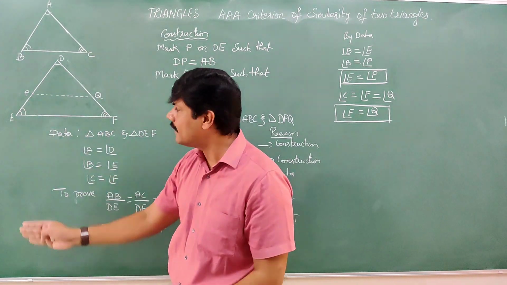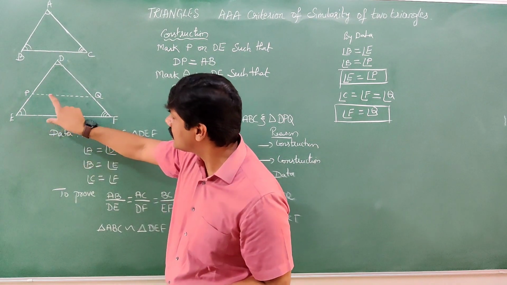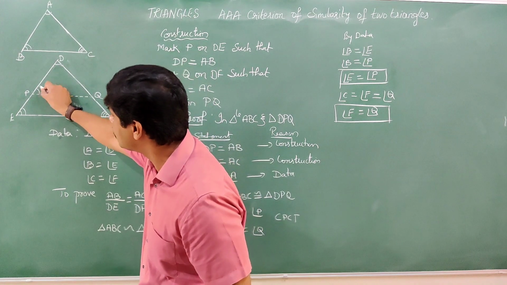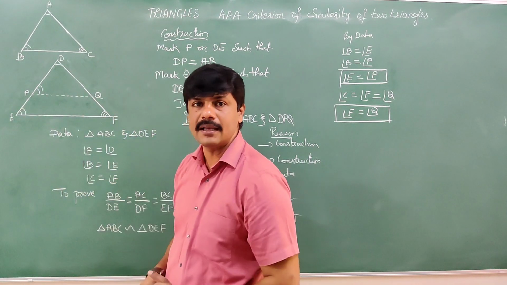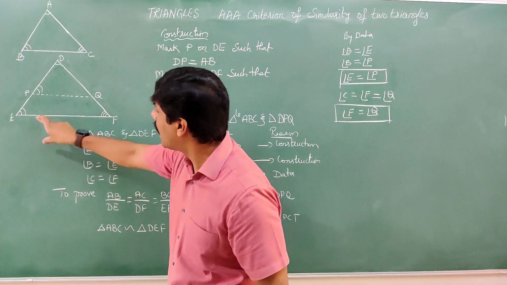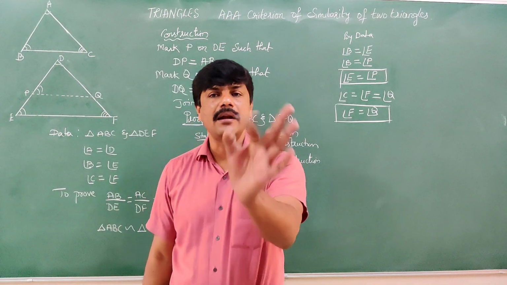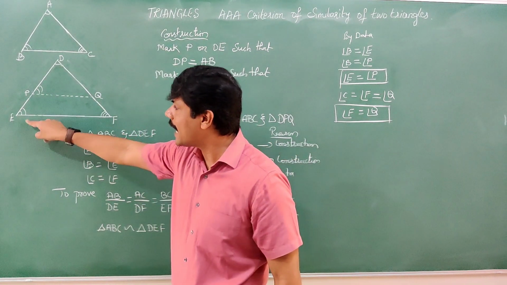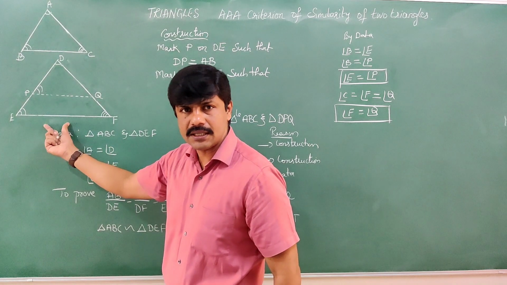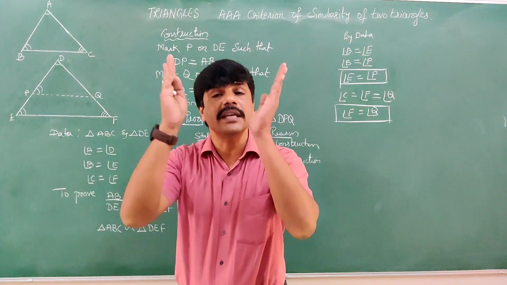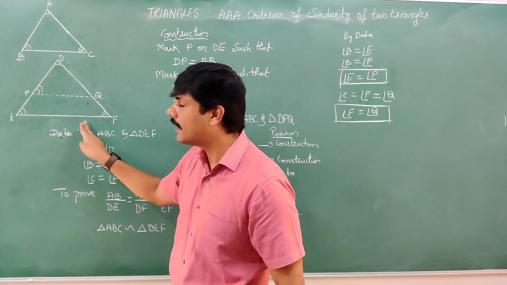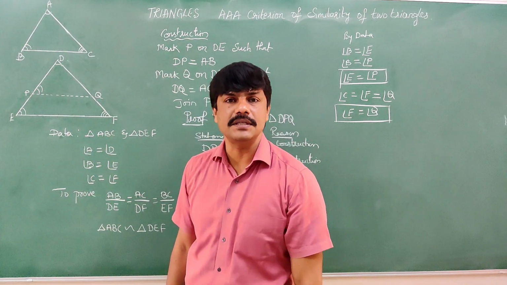If a transversal line crosses these two lines, these angles become corresponding angles. Angle P and angle E are corresponding. If corresponding angles are equal, then these two lines PQ and EF must be parallel lines. If a transversal cuts two lines and the corresponding angles become equal, then the two lines PQ and EF are parallel lines.